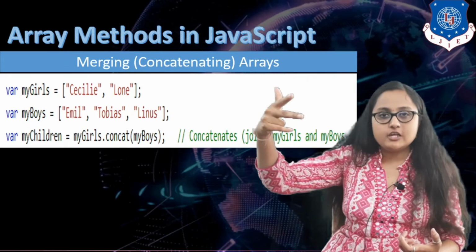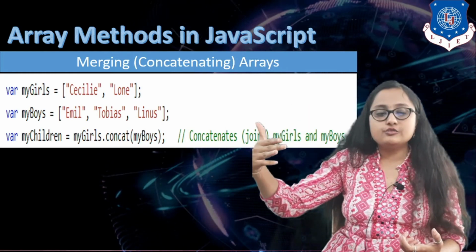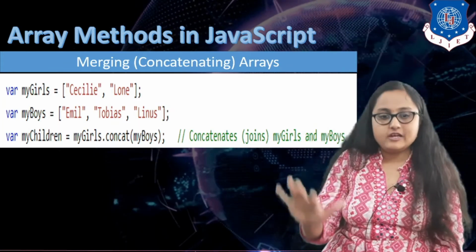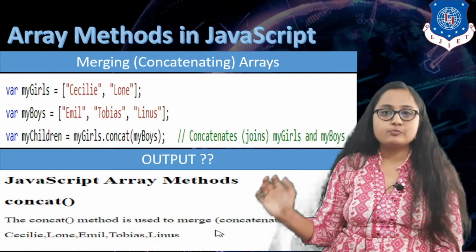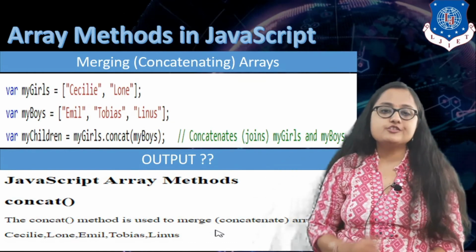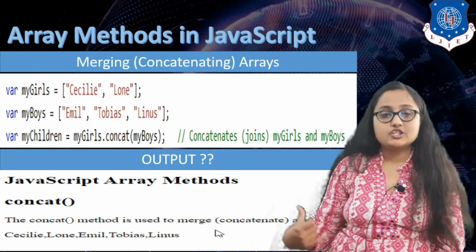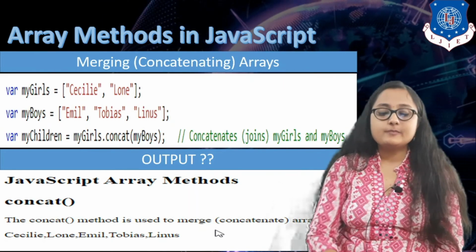The first 2 values of my girls and the second 3 values of my boys will all together have 5 values in my children. So what will be the output? This is the output. As you can see, the concat method is used to merge the arrays. So the final output, this myChildren, will have 5 values. Okay, so this was the first method in array.